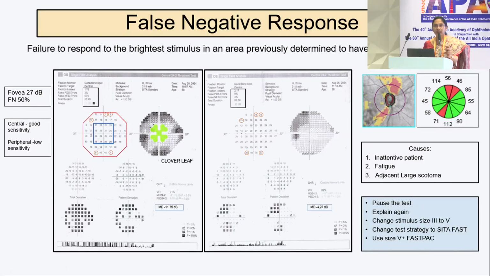This is an artifact, but this can also happen when the patient is having a very advanced field loss. Because of overlapping of the fields, the patients will not be able to perform the test well. There can be high false negative responses. So in either case, this can happen, as I said, because of an inattentive patient or because of fatigue, because initially the patient is attentive and responds well, but as the test progresses, he becomes inattentive. So in this case, again, pause the test, explain to the patient again and repeat the test, and if required, we can change the stimulus from size 3 to size 5.